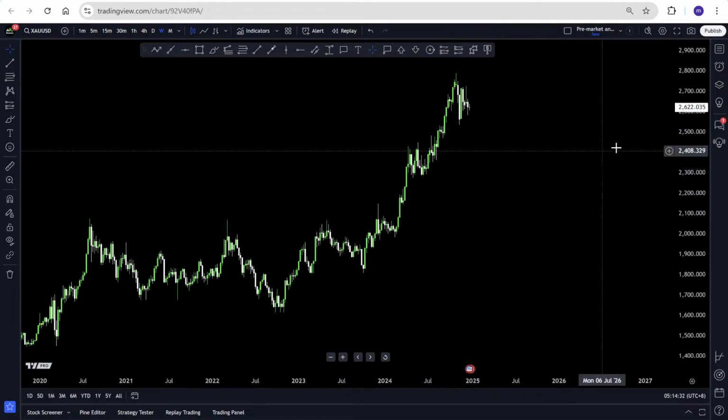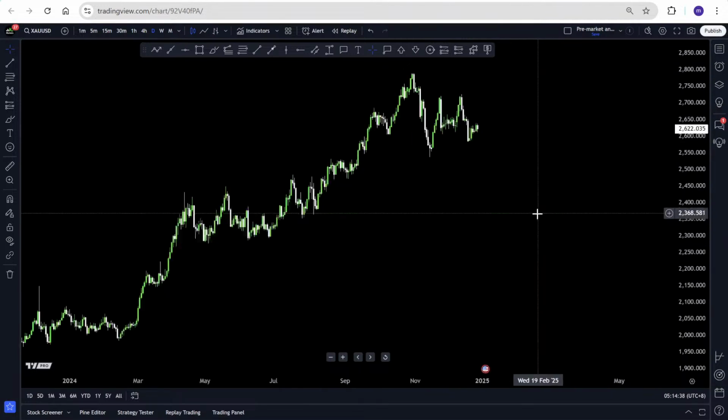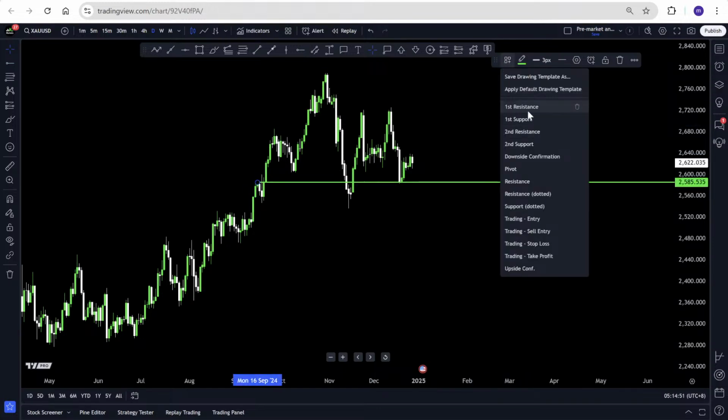Okay, so on our weekly time frame, you can see prices generally recently falling, and on our daily time frame, we can see prices fluctuating as well. I'm going to be adding my first support over here.